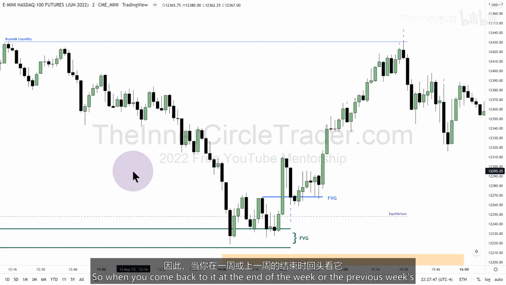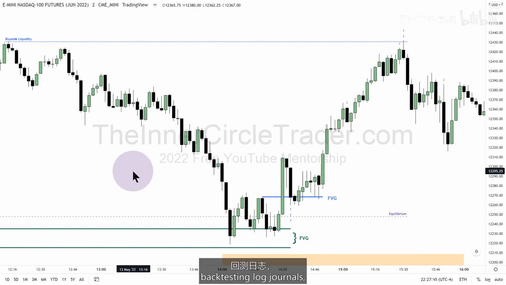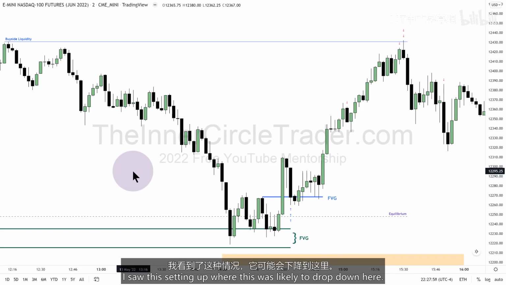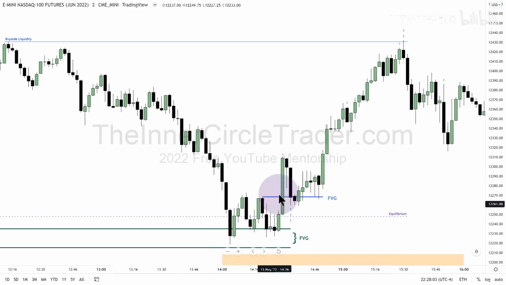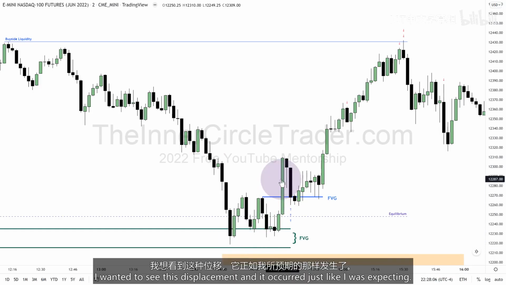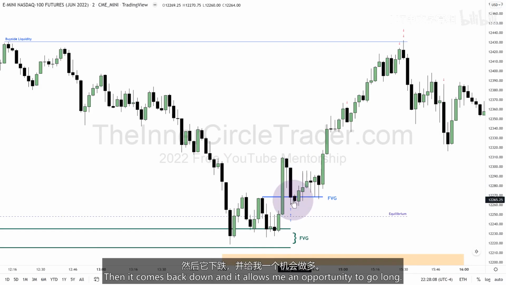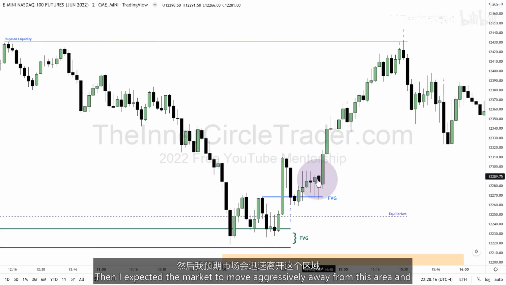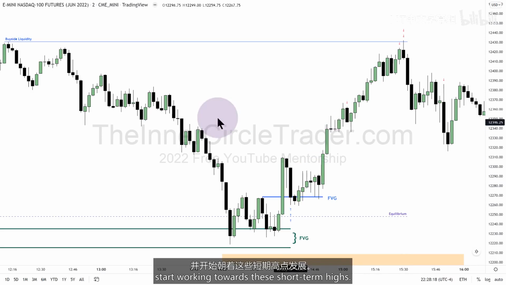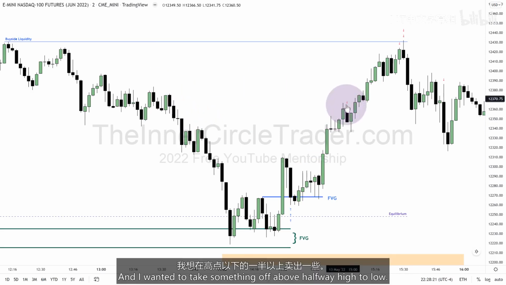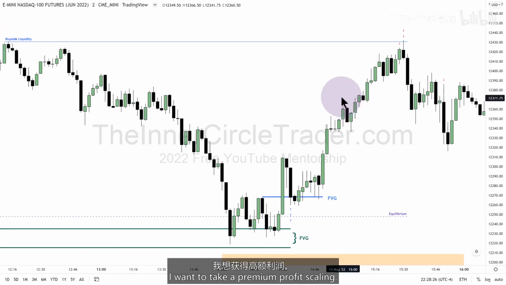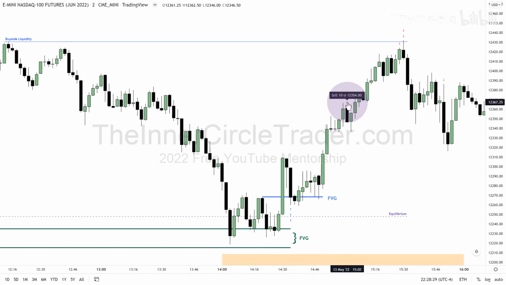So when you come back to it at the end of the week, or the previous week's backtesting log journals, you read them. And when you read them to yourself, you're reading your own words saying, I saw this setting up where this was likely to drop down here, and I was expecting this turn here because of the fair value gap. I wanted to see this displacement, and it occurred just like I was expecting. Then it comes back down and allows me an opportunity to go long. Then I expected the market to move aggressively away from this area and start working towards these short-term highs. And I wanted to take something off above halfway, high to low. I want to take a premium profit scaling, and that's what that is there.